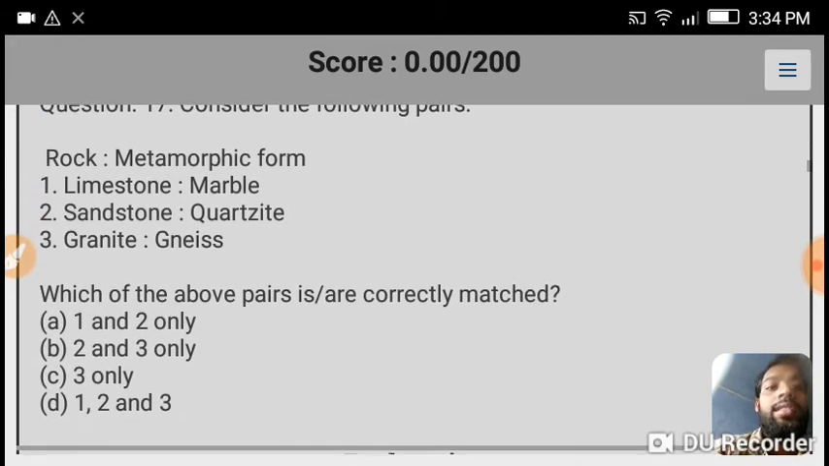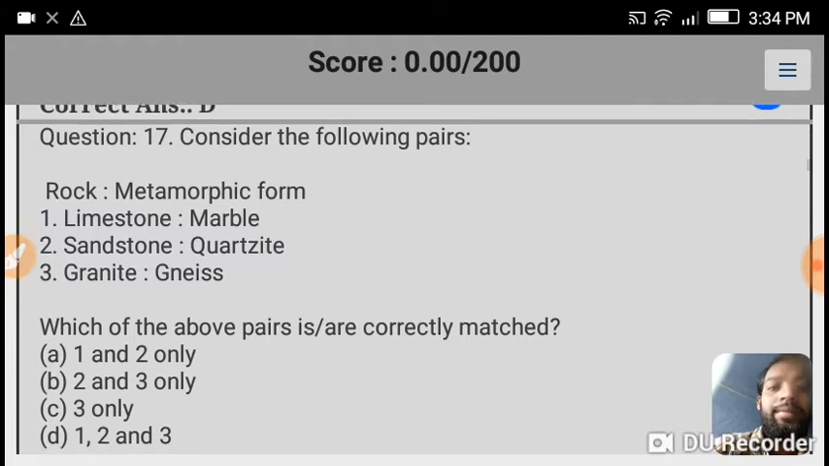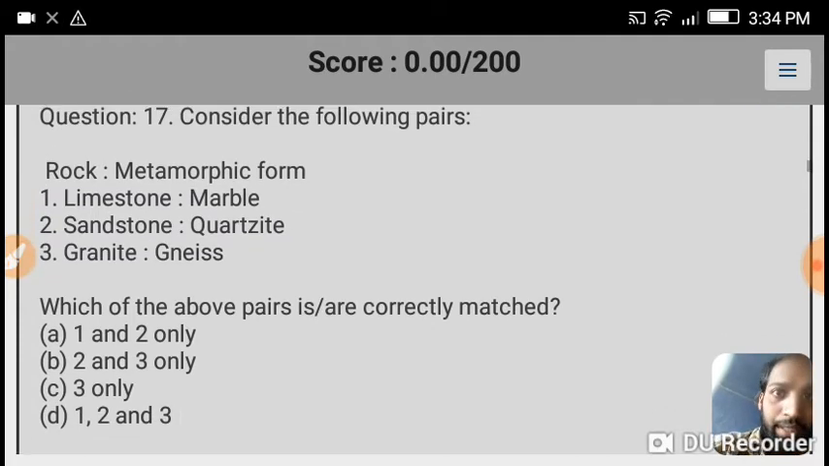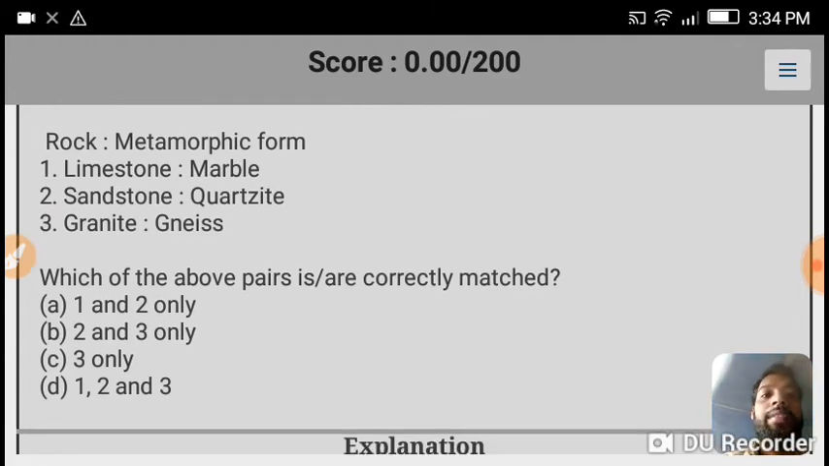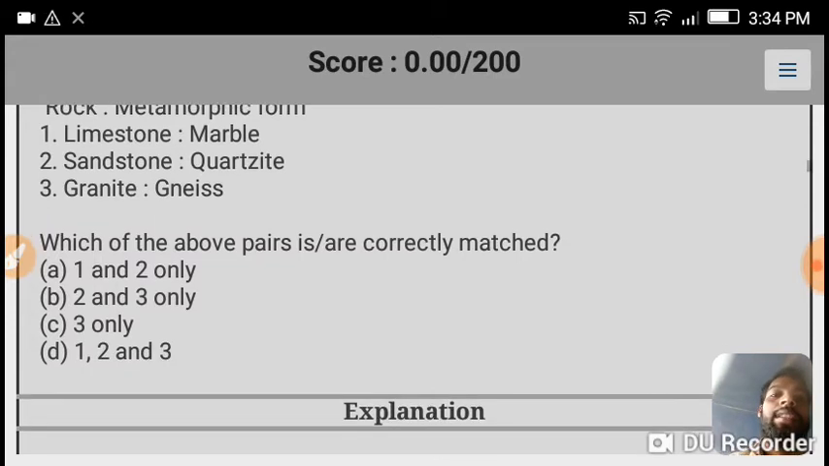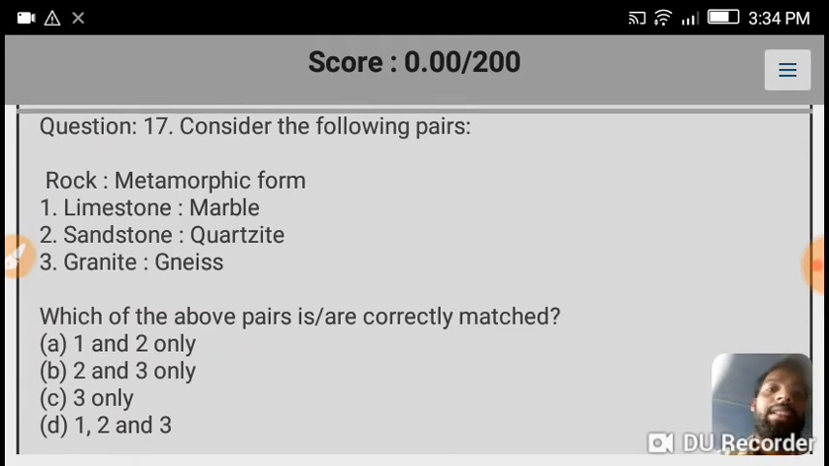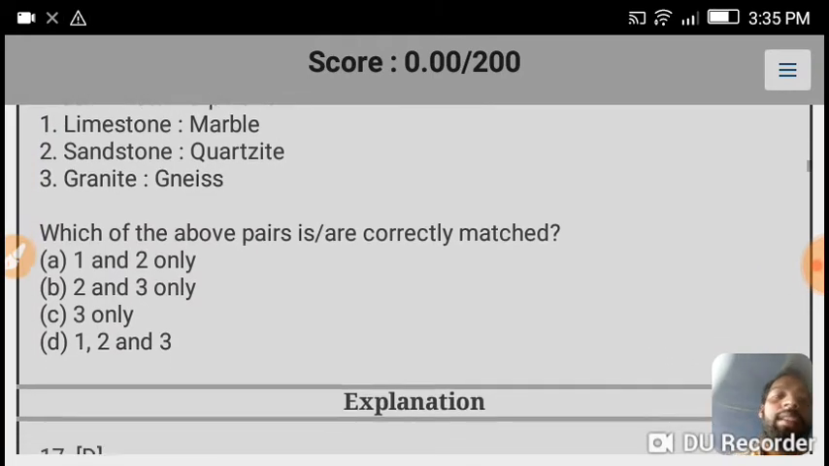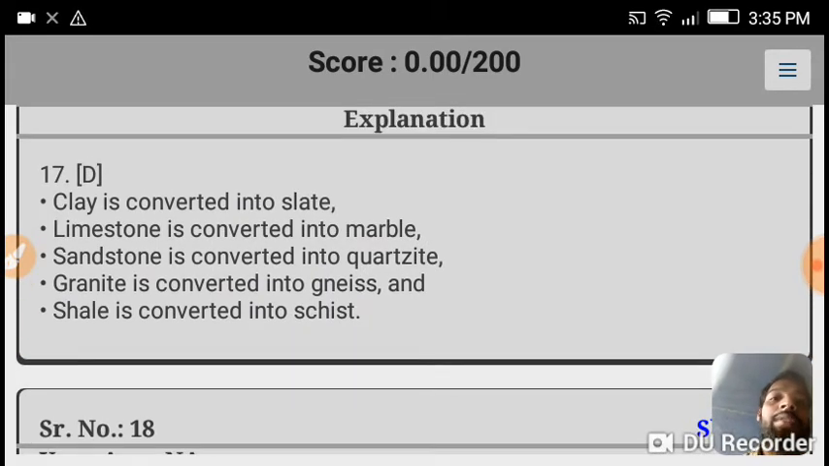Consider the following pairs. Please give the right answer: which is correctly matched? Rock and metamorphic form: limestone is marble, sandstone is quartzite, and granite is gneiss. Which of the following are correctly matched? All are correctly matched: granite gneiss, sandstone quartzite, and limestone marble. Clay is converted into slate, and limestone is converted to marble.